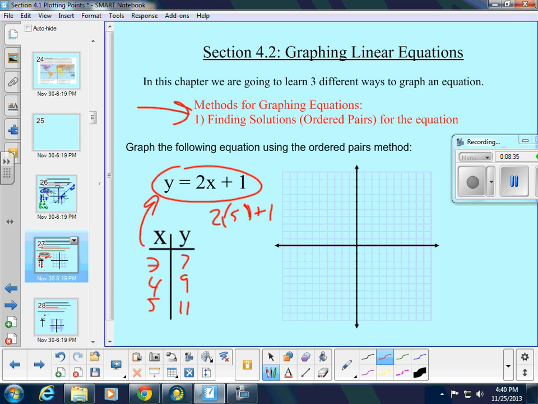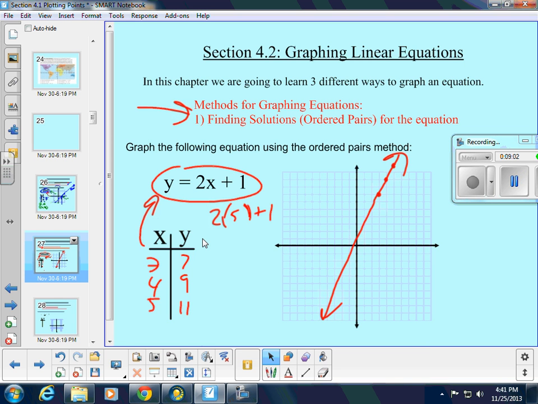So 3, 7, I'm going to plot them. 1, 2, 3, 1, 2, 3, 4, 5, 6, 7. 4, 9. Here's 4, 9. And then 5, 11 goes just a little bit off my grid, but I can imagine it's about right there. Okay. Now again, if I draw a nice straight line, and I'll try to here, do my best. That line is showing me all the possible solutions for this equation.